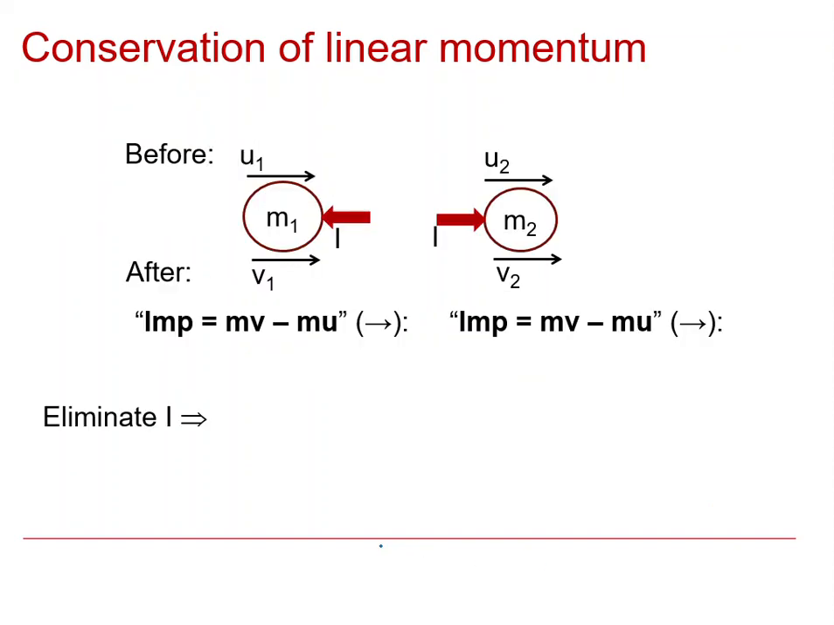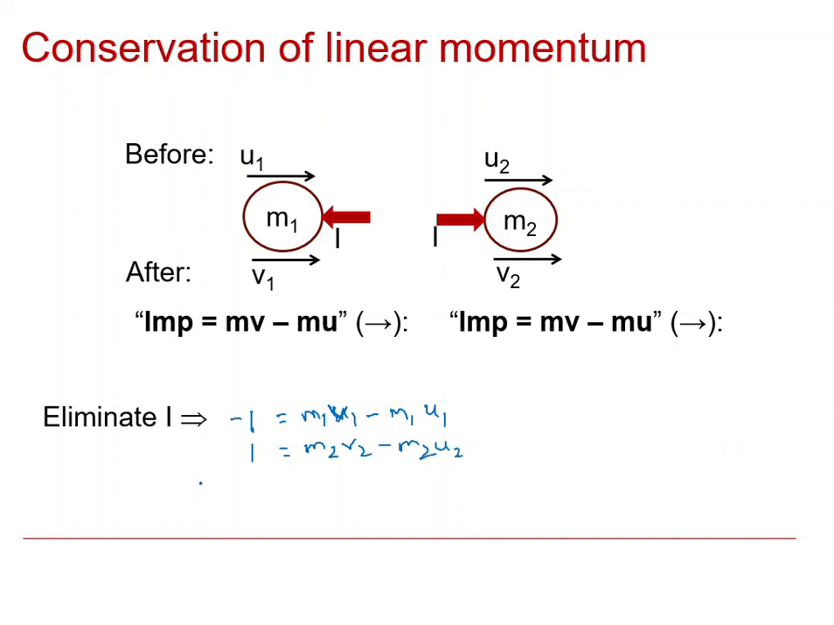Now we use the momentum-impulse principle in order to get some relationships between the quantities here. So in particular, if we look at the left hand particle, minus I is the impulse, and I've said minus because it's to the left, whereas that arrow tells us that positive is to the right. That equals m1 v1 minus m1 u1. That's the change in momentum, and for the second particle, I is equal to m2 v2 minus m2 u2.